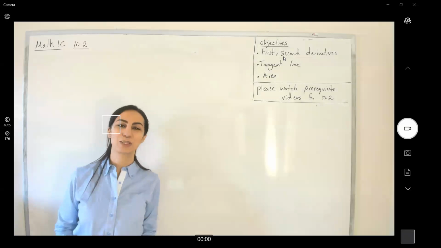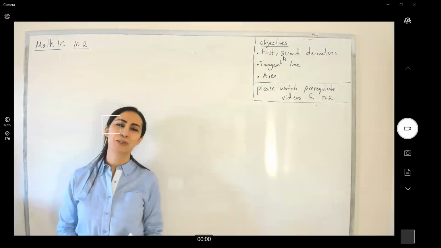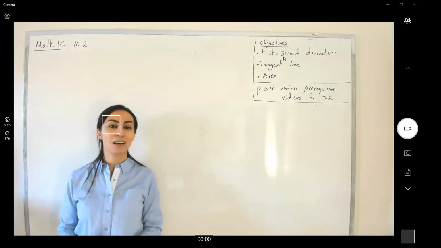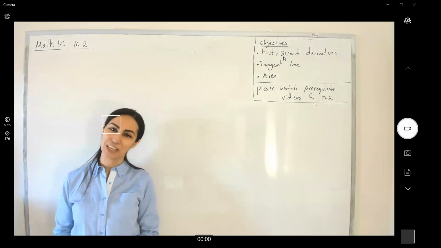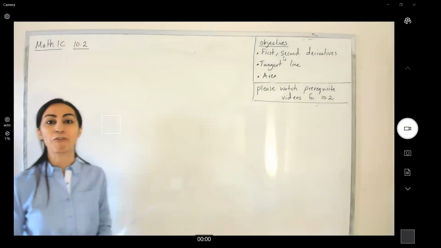So today we're going to continue 10.2. We're going to talk about the derivatives of parameterized curves, and we're going to use the definite integral to find the area. Well, let us begin by reviewing what we learned so far.